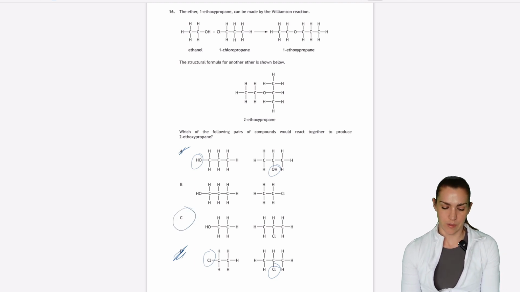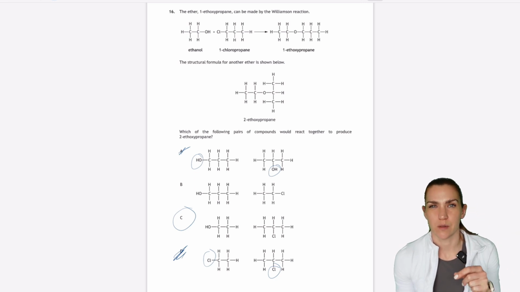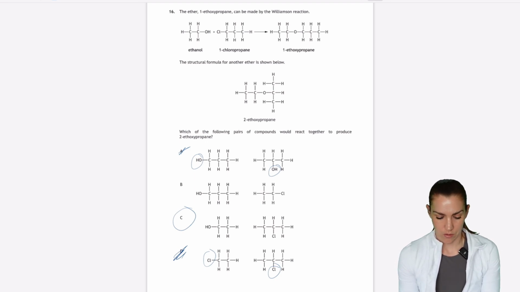Okay, so these ones can be a little bit tricky, but just try and play a game of spot the difference. See if you can, in really simple terms, notice what's changed in the molecules when they've reacted, and then reapply that change to the example that you've been given.